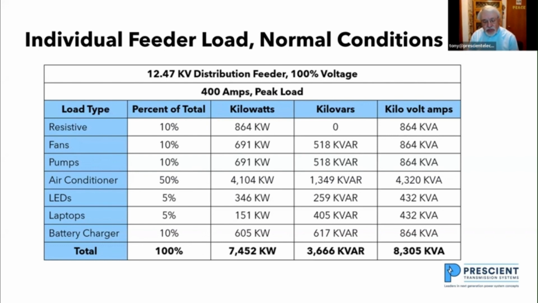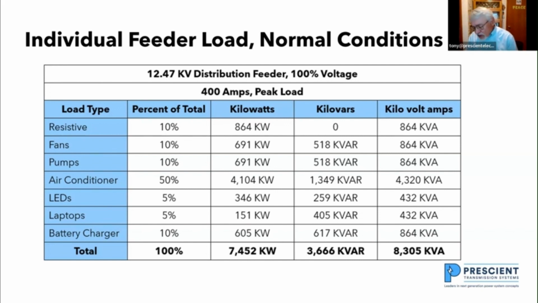And what we found was that the April loading is about 50% of the August loading. And we made the assumption that the difference between the two loads is air conditioning. So we said the air conditioning load would be 50%, pump load would be 10%, fan load would be 10%, lights and heaters and things like that would be 10%. And so we broke this out and we said, this is what we think the load is going to be on a 12 kV distribution feeder with 100% voltage and 400 amps of peak load.